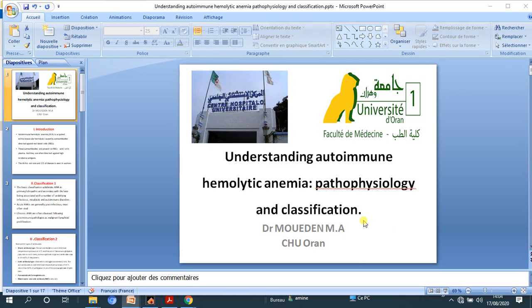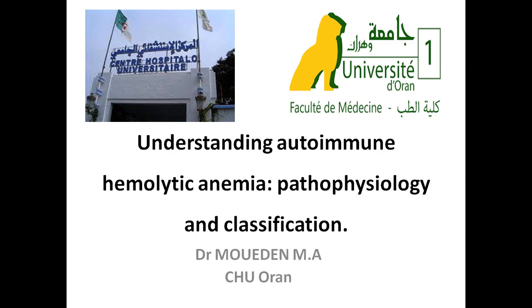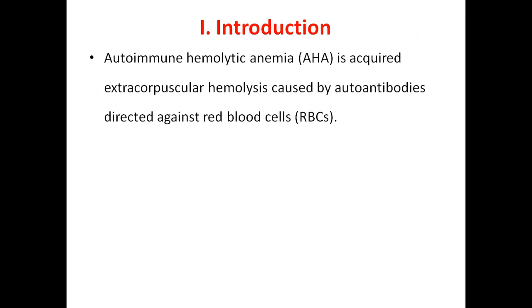Today I am going to talk about understanding autoimmune hemolytic anemia, pathophysiology and classification. We start with the introduction. Autoimmune hemolytic anemia is acute extracorpuscular hemolysis caused by autoantibodies directed against red blood cells.